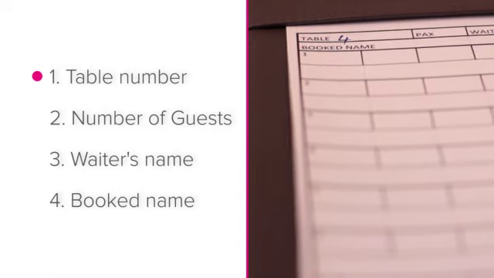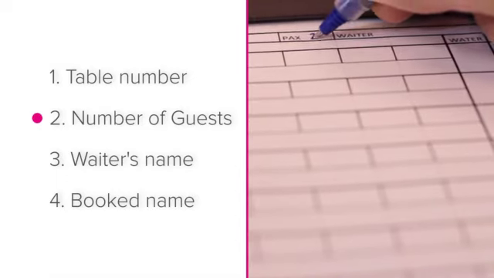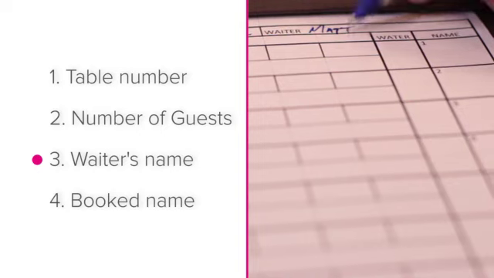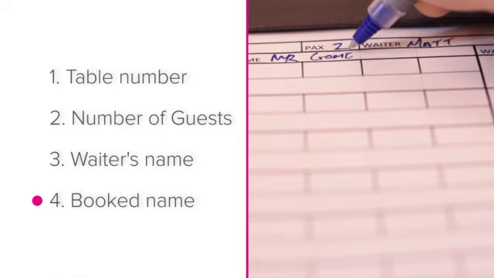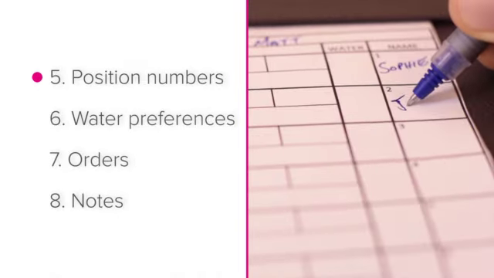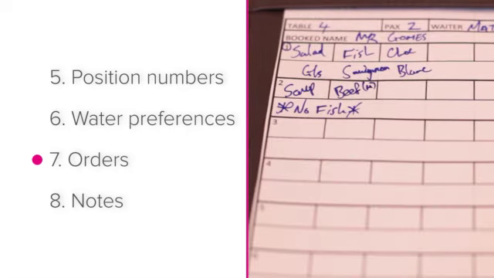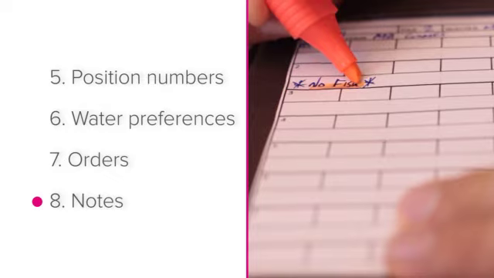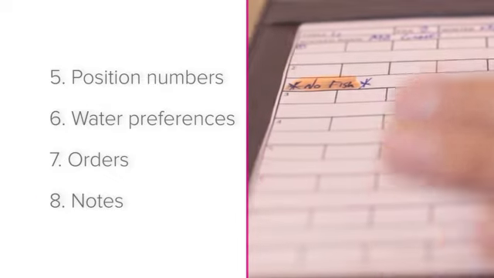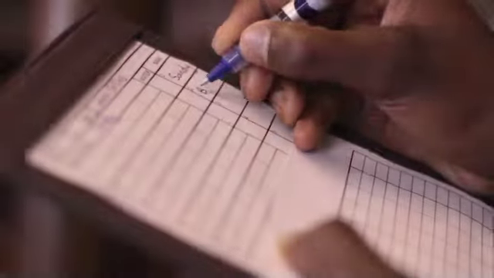The table number, the number of guests dining, the waiter's name, the booked name, the guests' names and position numbers, water preferences, space for orders, and notes. Well done on getting to know the waiter's docket in more detail.